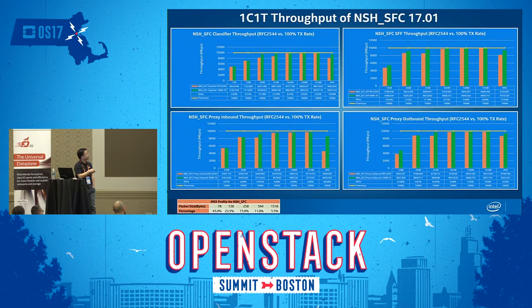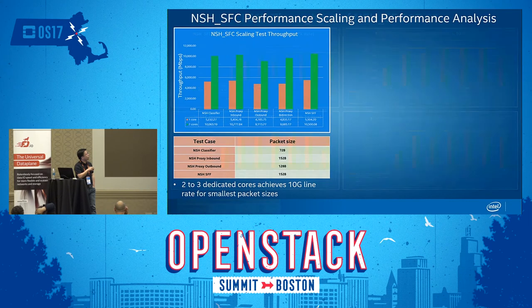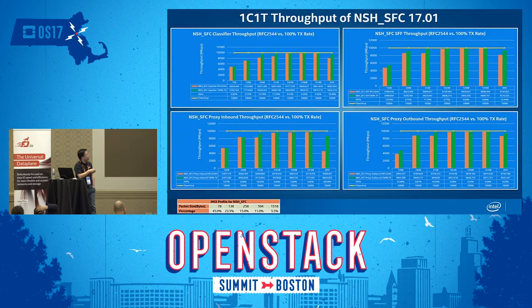Okay. So this page is pretty busy. The two charts on the top are classifier as well as service function forwarder performance. And the two charts below are the proxy inbound and the proxy outbound. We use different packet sizes ranging from 72 byte small packets to 1K and jumbo frames, as well as the IMIX profiles.